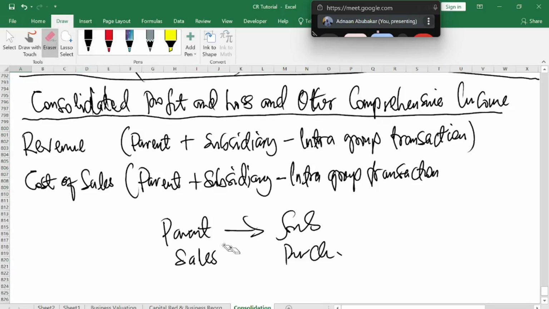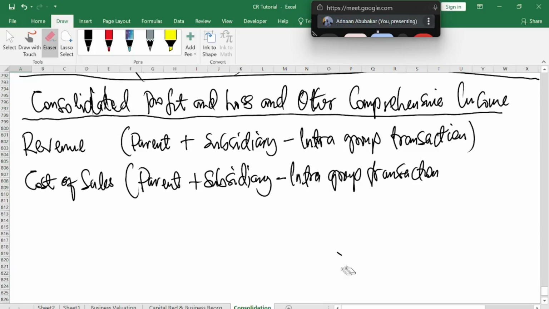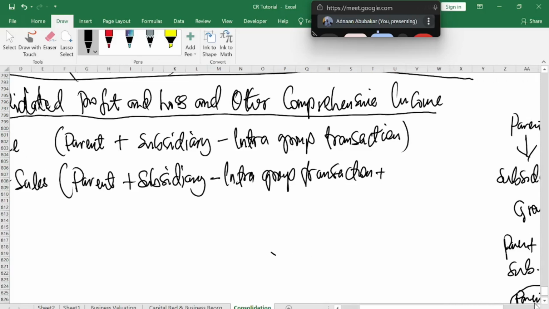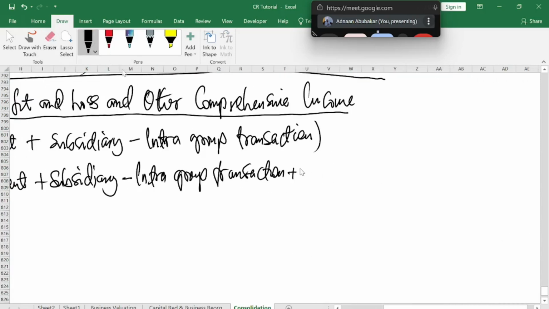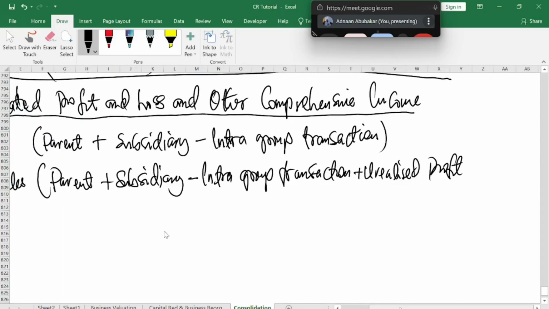Okay. Now, the next one is what you call unrealized profit. You add what you call unrealized profit. Why do we add unrealized profit? I told you that if a subsidiary sold goods to the parent, 80 million, right? Now, at the end of the accounting year, because the subsidiary is making profit, if you see this 80 million, they will remove it here and remove it here.